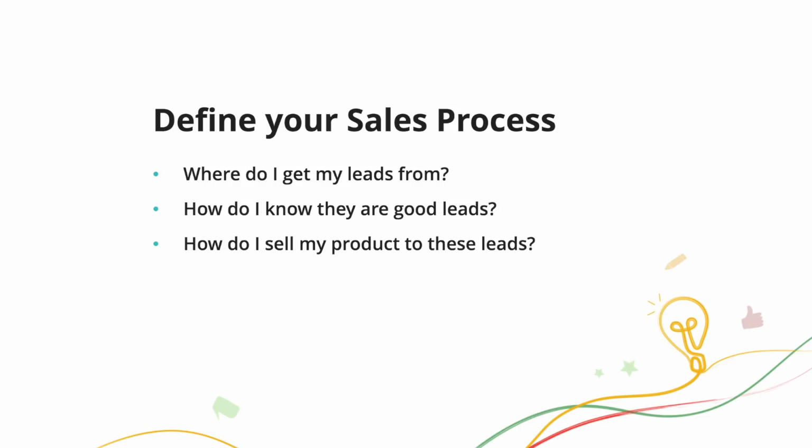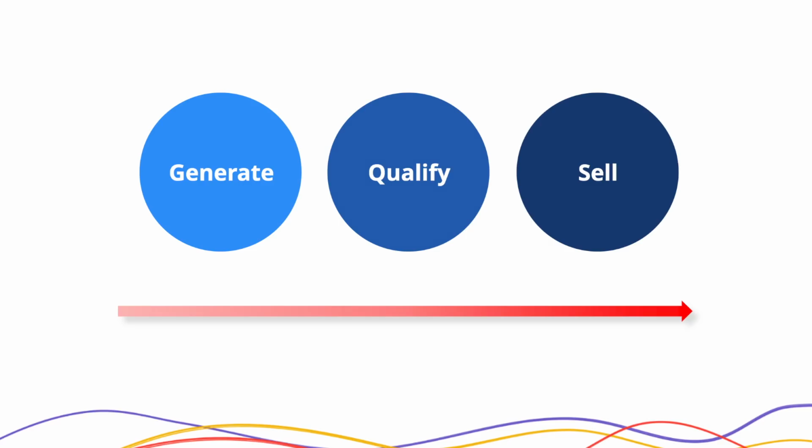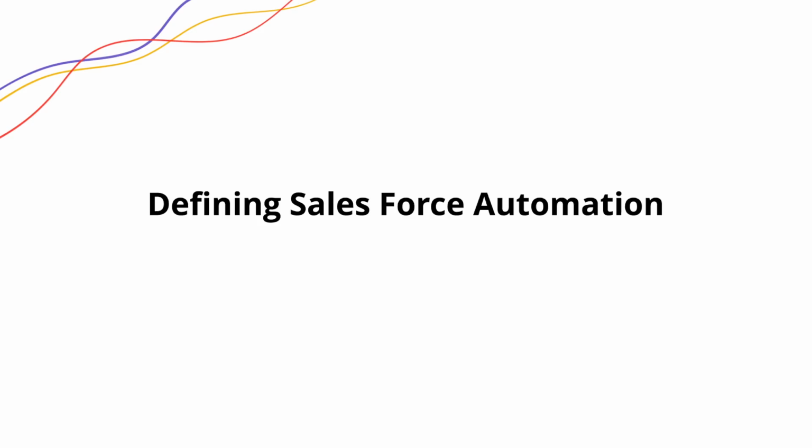How do we get leads? How do we know that these leads are good leads? And how do I sell my products to them? Three simple questions. We're going to break down this presentation into three steps or three chapters here: generate, qualify, and sell. Before we get started, let's just define this term that I'm using here.